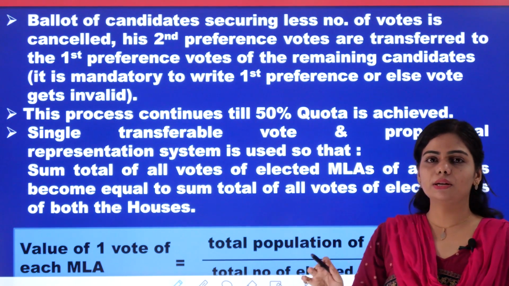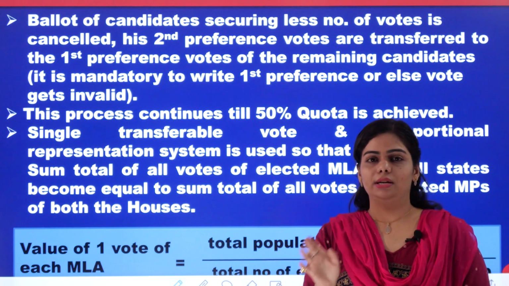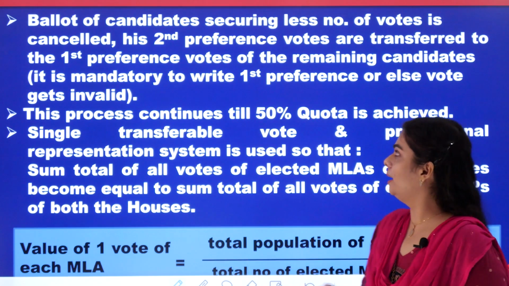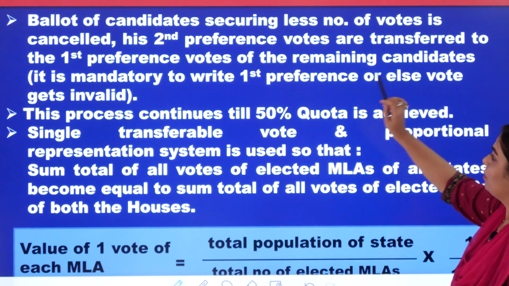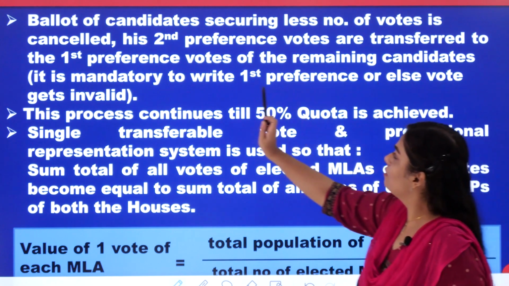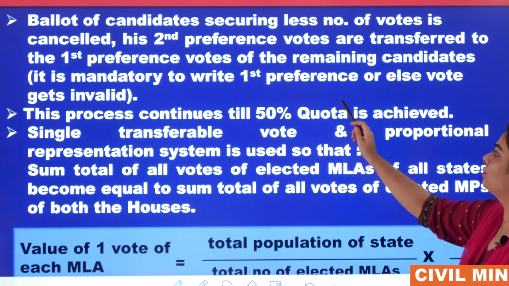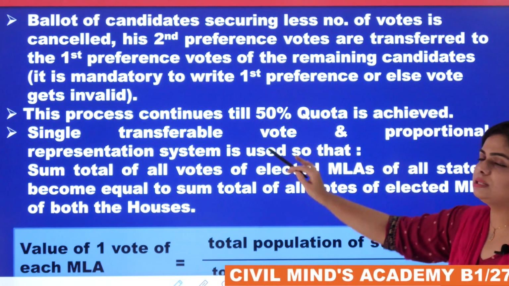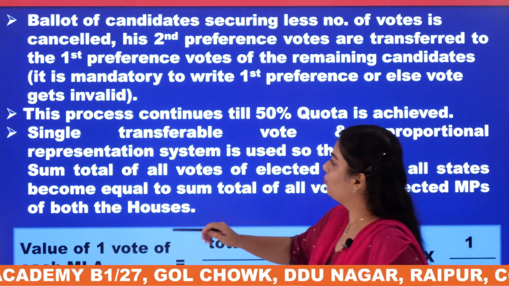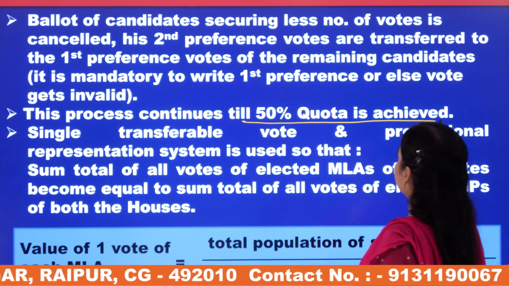So the person in the first round of election getting the least number of votes is exempted out of the contest. His second preference votes are transferred to the first preference votes of the remaining candidates. It is mandatory to write the first preference or else the vote is invalid. I have been mentioning this point recurringly. The next point is, this process continues till the 50% quota is achieved.